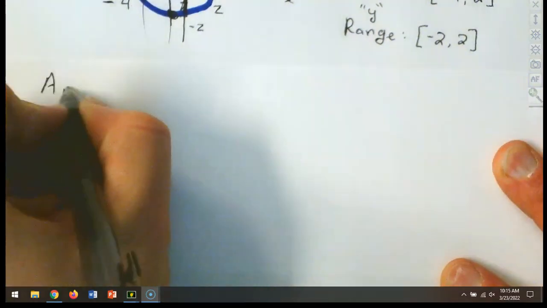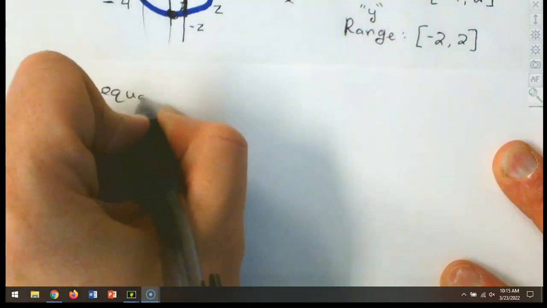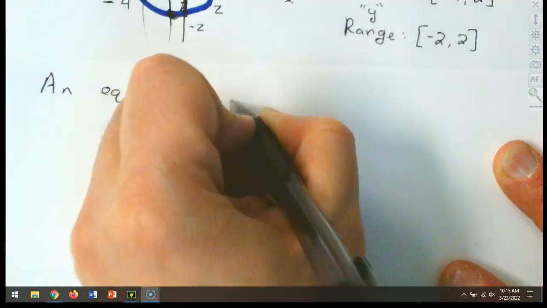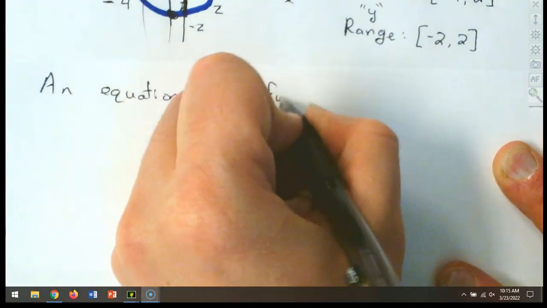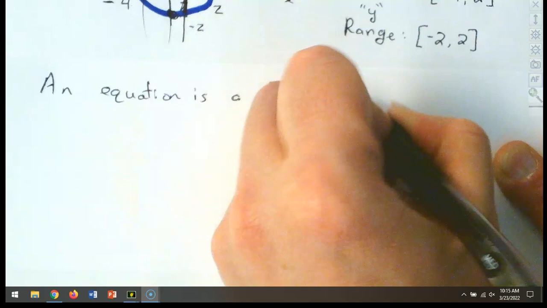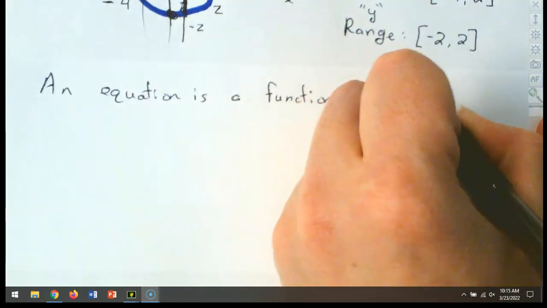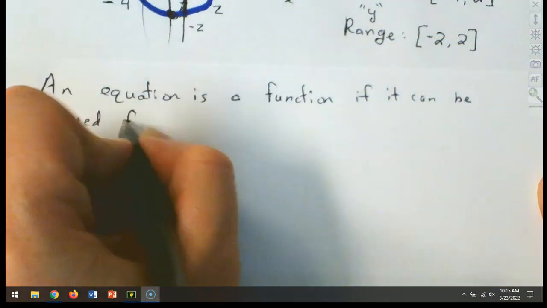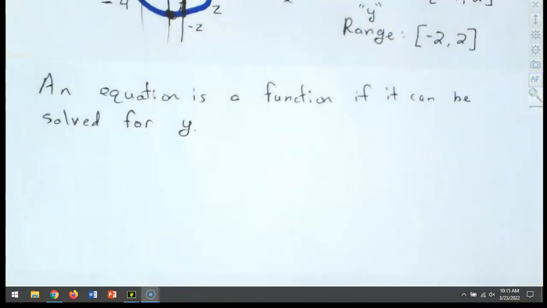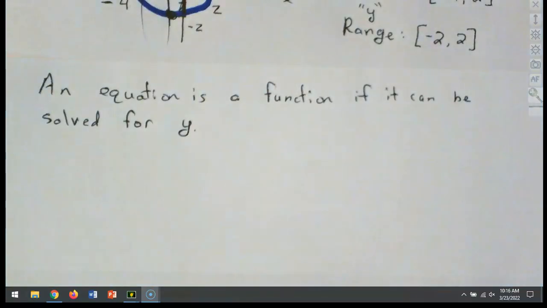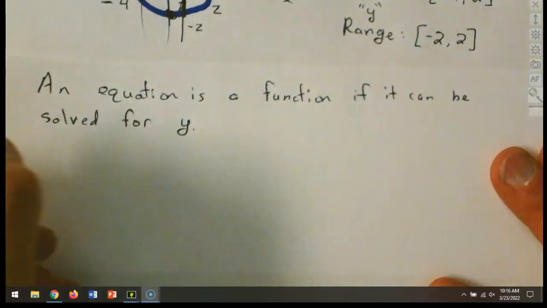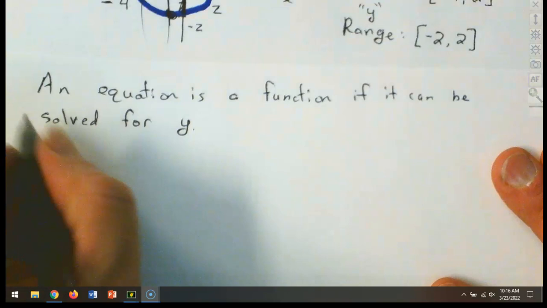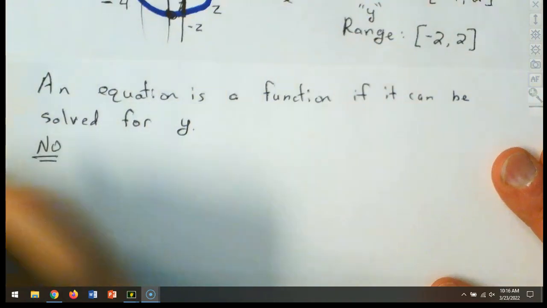So an equation is a function if it can be solved for y. So an equation is a function if it can be solved for y. Sometimes it's already solved for y. So that basically means these are not functions. No inequalities.